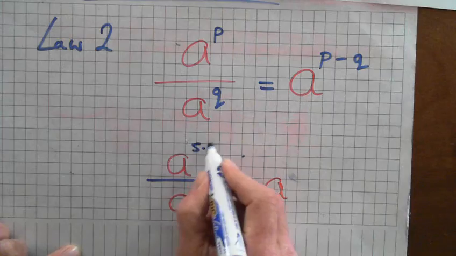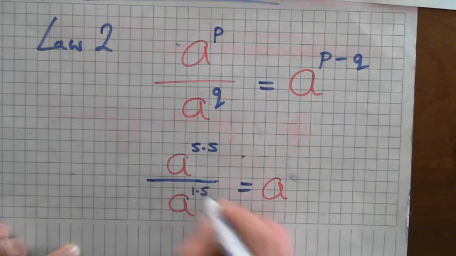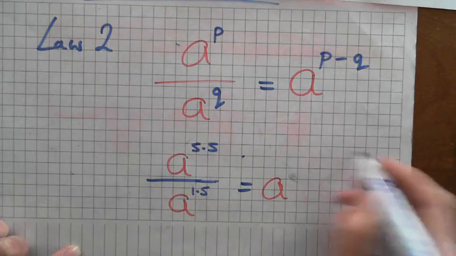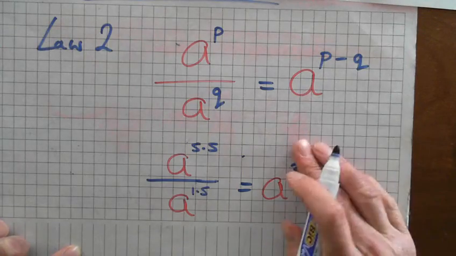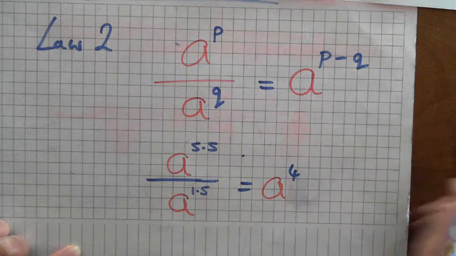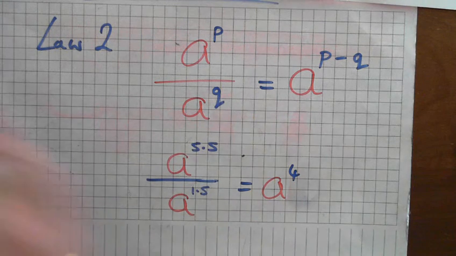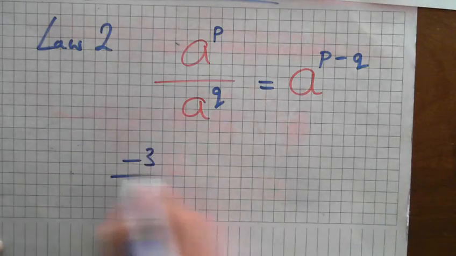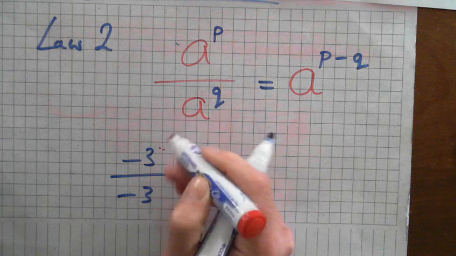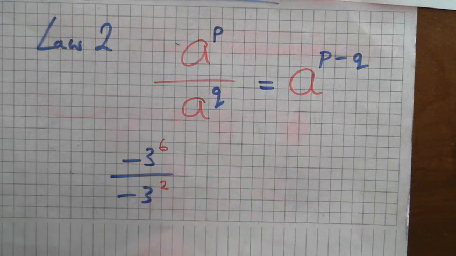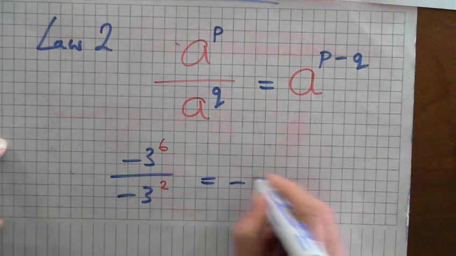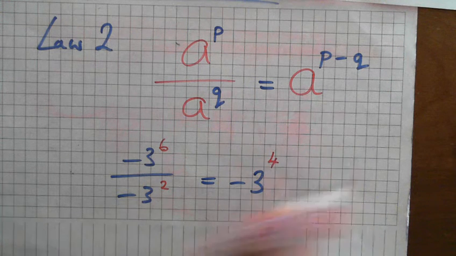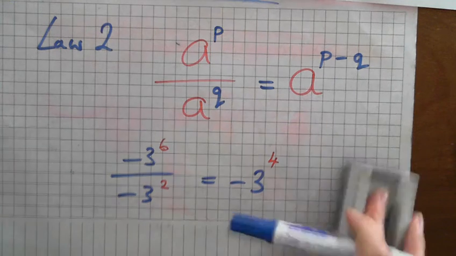The power could be like this, 5.5 minus 1.5, to the power of 4, yeah. Alright, so another example. 3 to the power of 6 divided by 3 to the power of 2. What's the answer, Michael? 6 minus 2. Base stays the same. It's 3 to the power of 4. That's it.